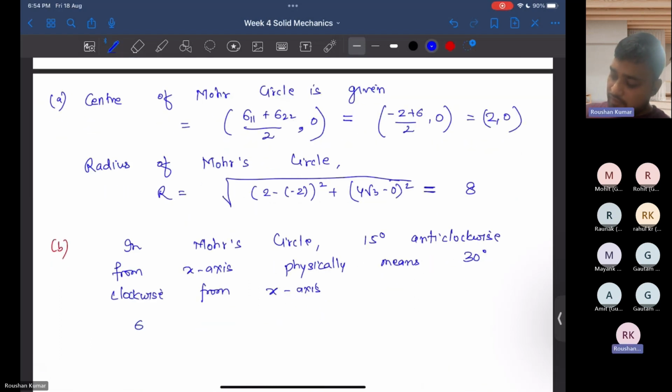So sigma is equal to 2 units. Normal stress is of 2 unit, and shear stress on this plane is 8 units. So this is the answer.